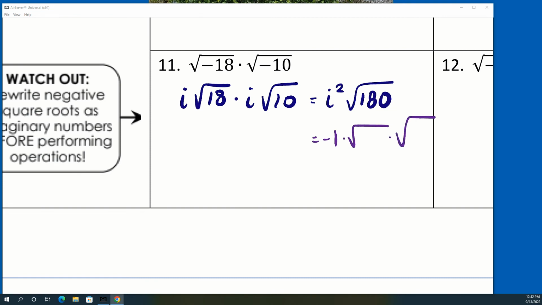And then I want to find the largest square that divides evenly into 180, which is 36. 180 is 36 times 5. And then the 36 can break out of the radical prison and change to 6. So I still have that negative 6 square root of 5.